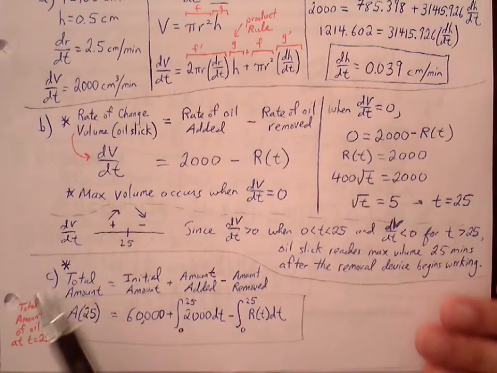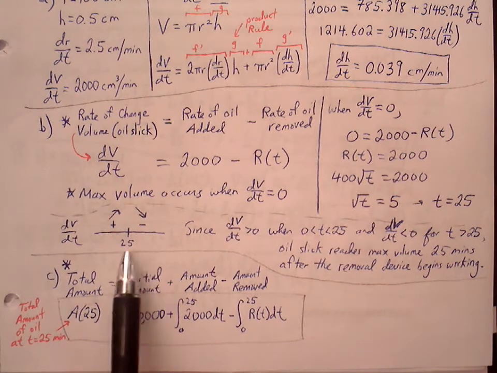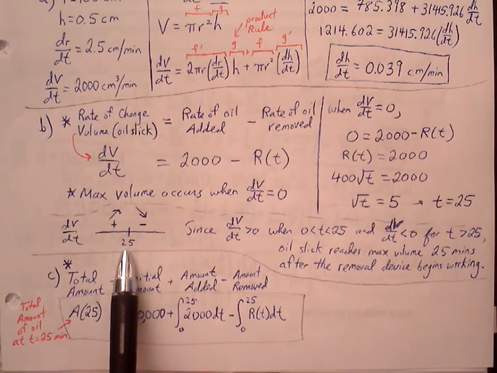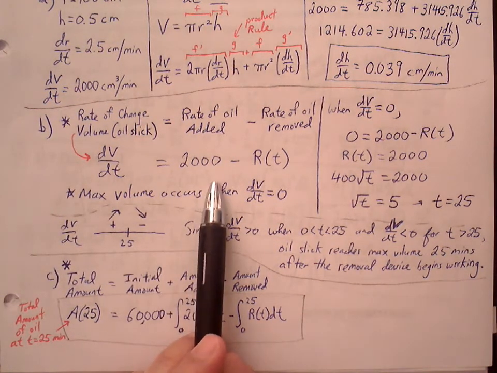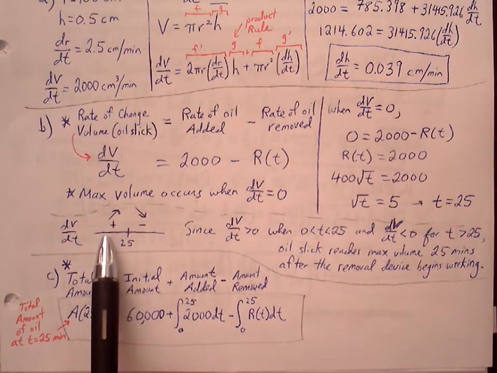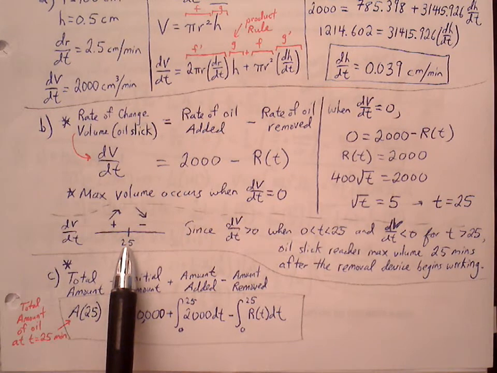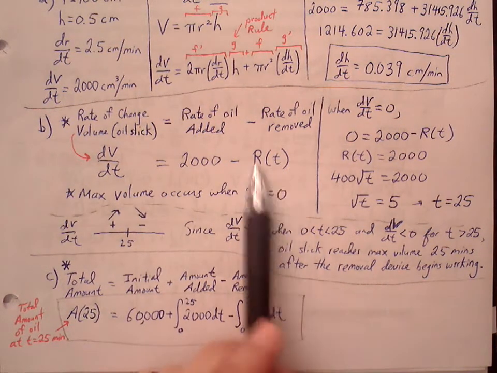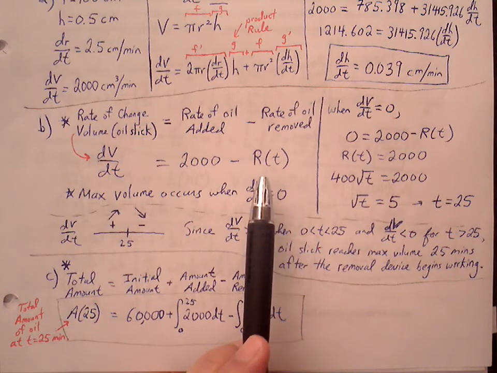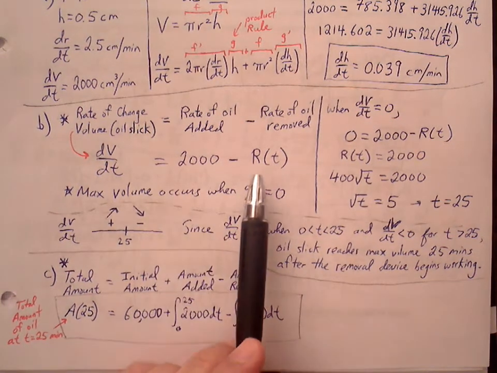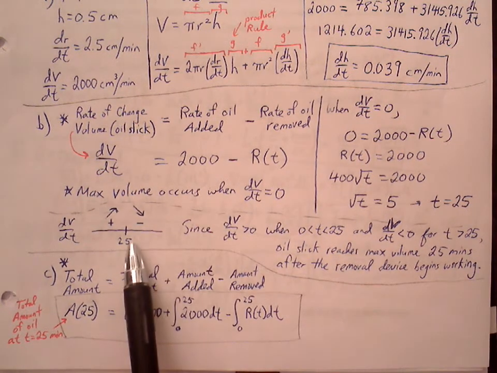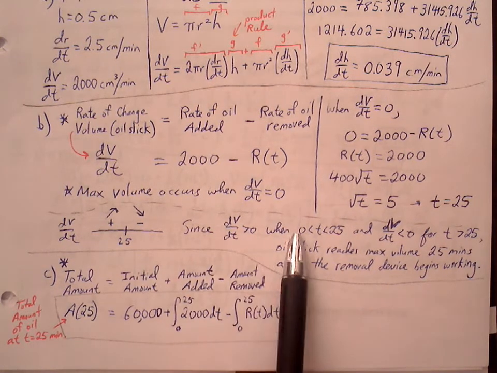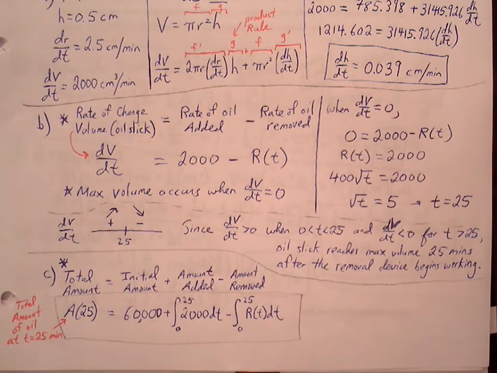So just to confirm, we can put dV/dt on a sign line, with 25 as our t value. We can test 1, we can test 26 into dV/dt, and we're going to see that the rate of change of volume is positive until it hits 25. Then at time t equals 25, the rate of removal is going to eventually get up to speed where it's going to start sucking up more oil than what's being added, so that oil slick is going to start decreasing after 25. So the oil slick is going to reach a maximum volume since dV/dt changes from positive to negative at 25.